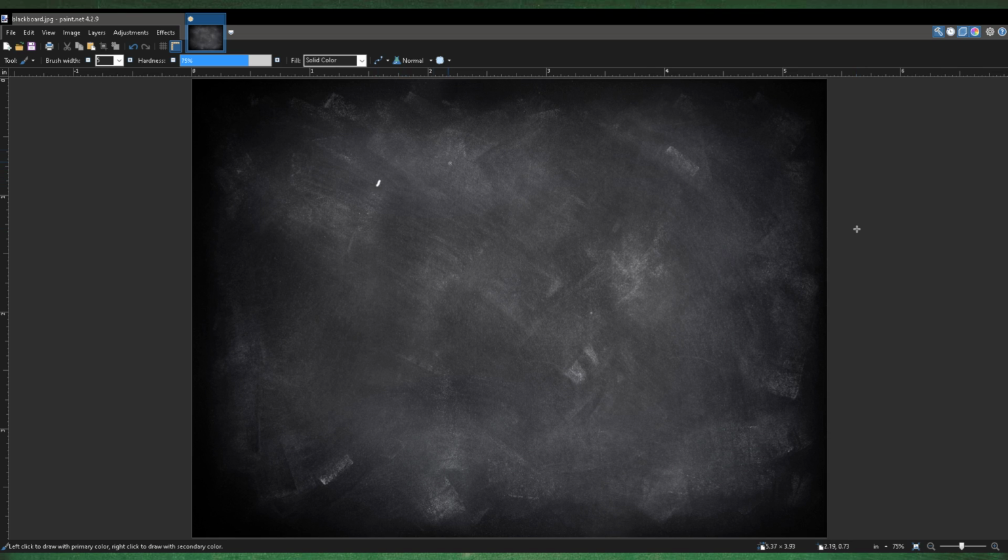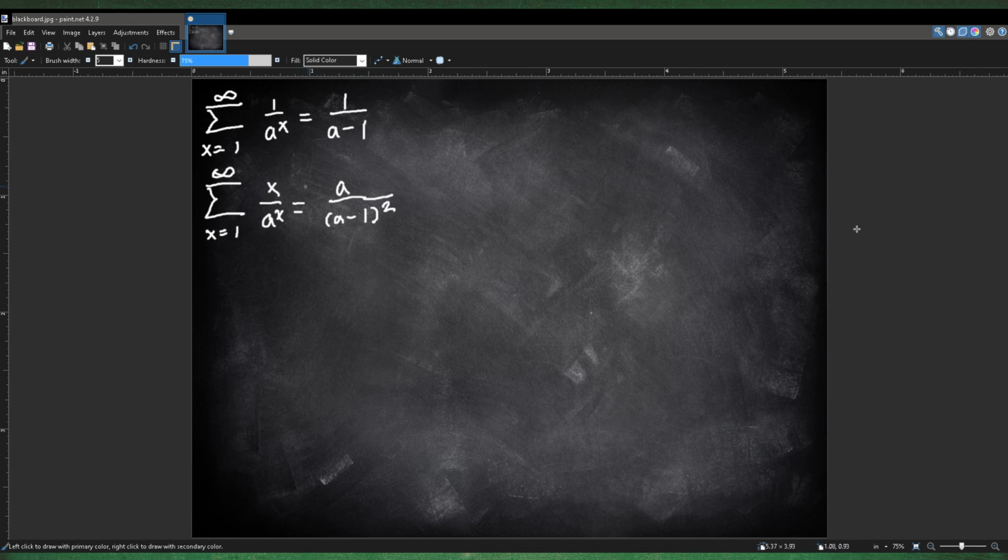In our previous video, we used the infinite geometric series, the summation from x equals 1 to infinity of 1 over a to the power of x, equal to 1 over a minus 1. Then we used that to get our linear case, the summation from x equals 1 to infinity of x over a to the power of x, equal to a divided by (a minus 1) to the power of 2.